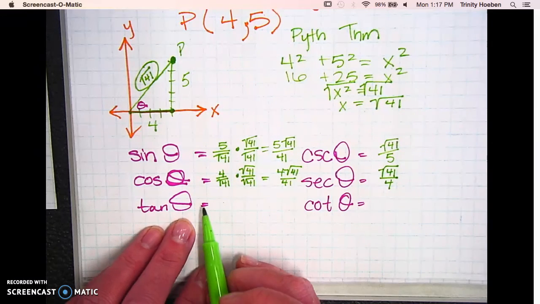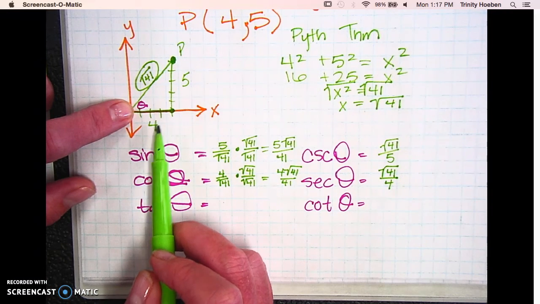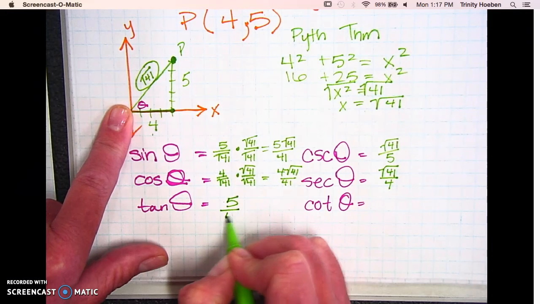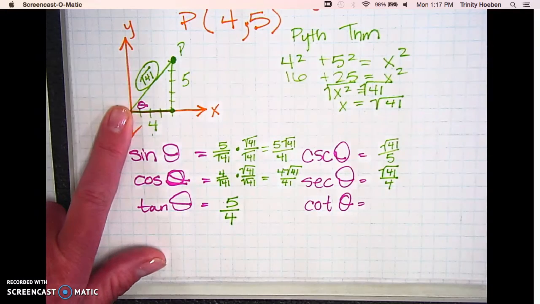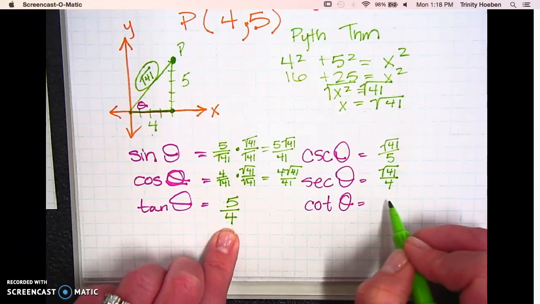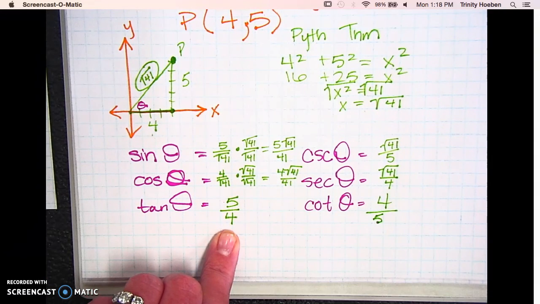Tangent. Opposite over adjacent. So we've got 5 over 4. Yay, we're good, right? No radicals, we're good. For cotangent, we just do the reciprocal, and we've got 4 over 5.